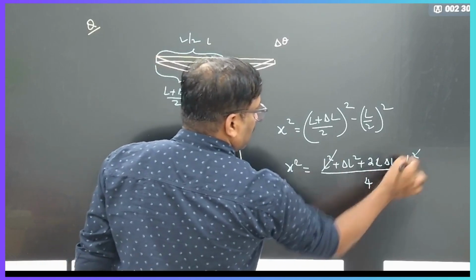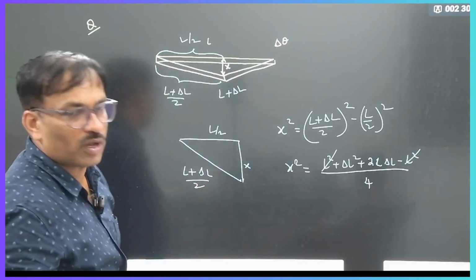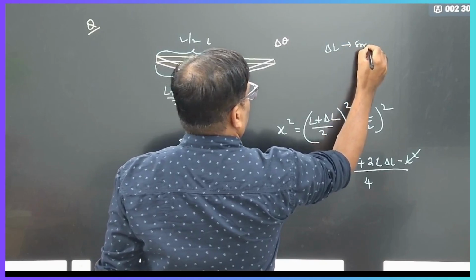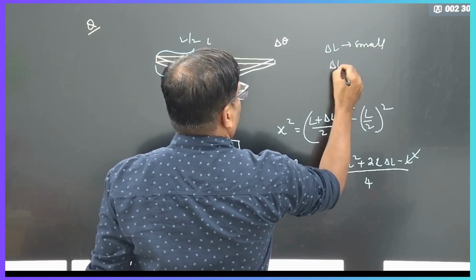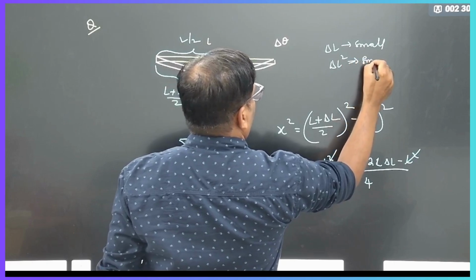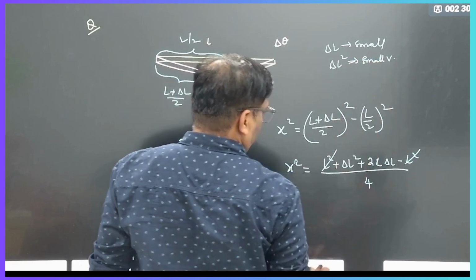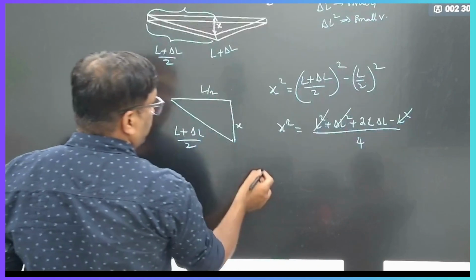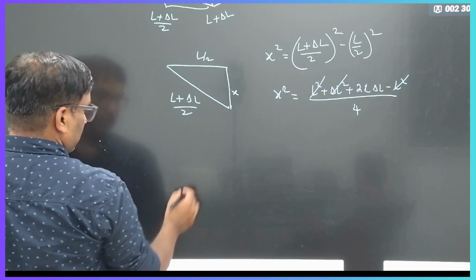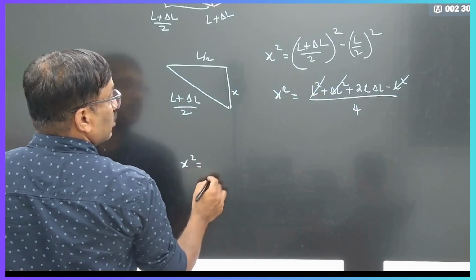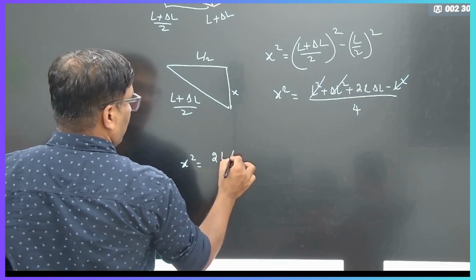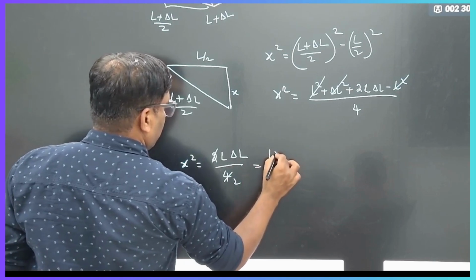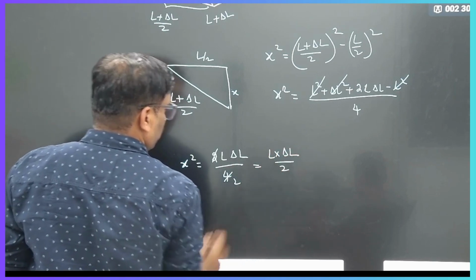So this can get cancelled out, but the expansion is very small. Therefore delta L is small, and delta L square will be still smaller, very small, so this can be neglected. What you can write now is x square is equal to 2L into delta L by 4, that is L into delta L by 2, right.